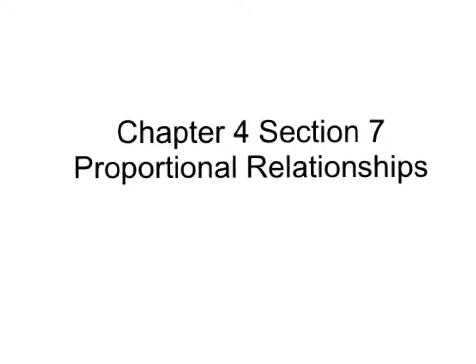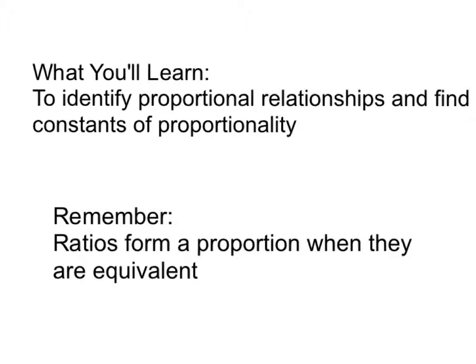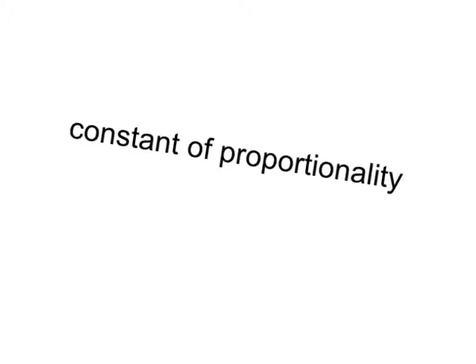In this video, we'll be continuing Chapter 4. This is Chapter 4, Section 7, Proportional Relationships. What you'll learn in this section is to identify proportional relationships and find constants of proportionality. Remember, ratios form a proportion when they are equivalent. The only term you need to define in this video is the constant of proportionality.